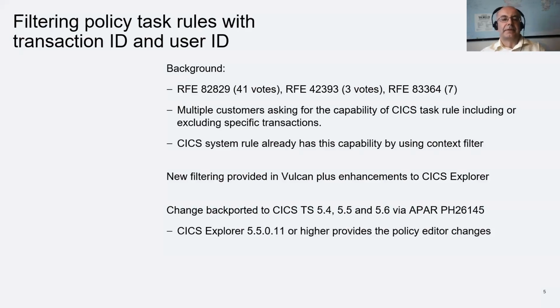And you also need a level of Explorer to go with that. You need Explorer 5.5.0.11 or higher. The latest and greatest just out is 5.5.19. They've slightly changed the numbering system to drop the 0. So 5.5.19 is the latest and greatest as of last week, and it's downward compatible with all CICS releases. So you need at least 11, or just go and get the latest Explorer to get the policy editor changes.